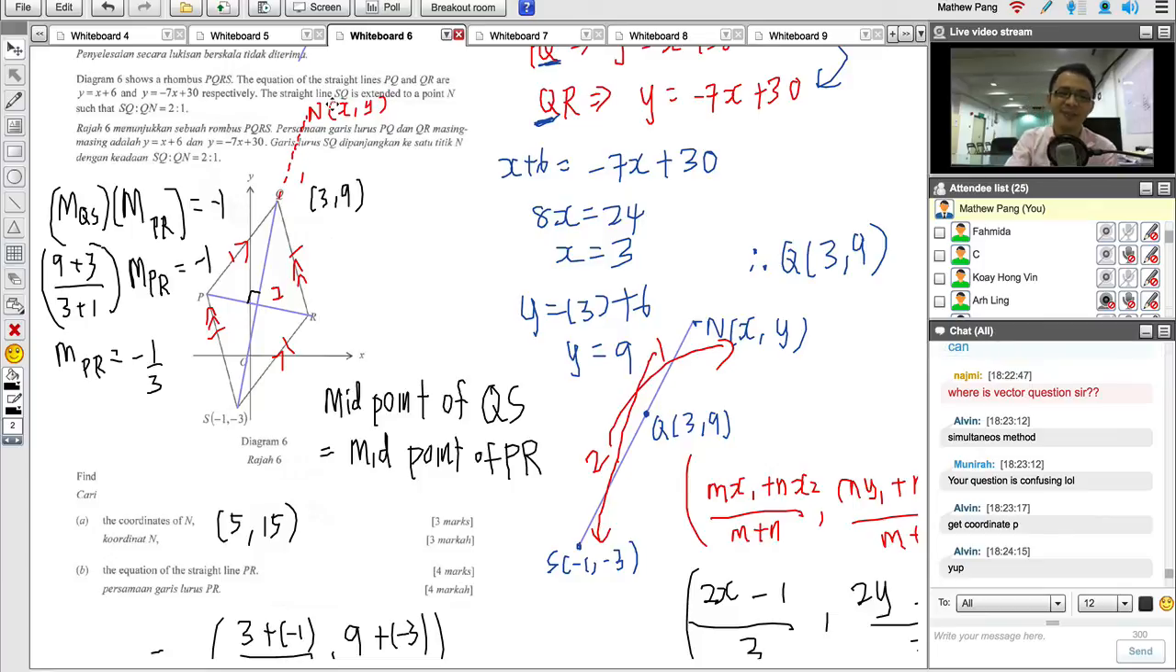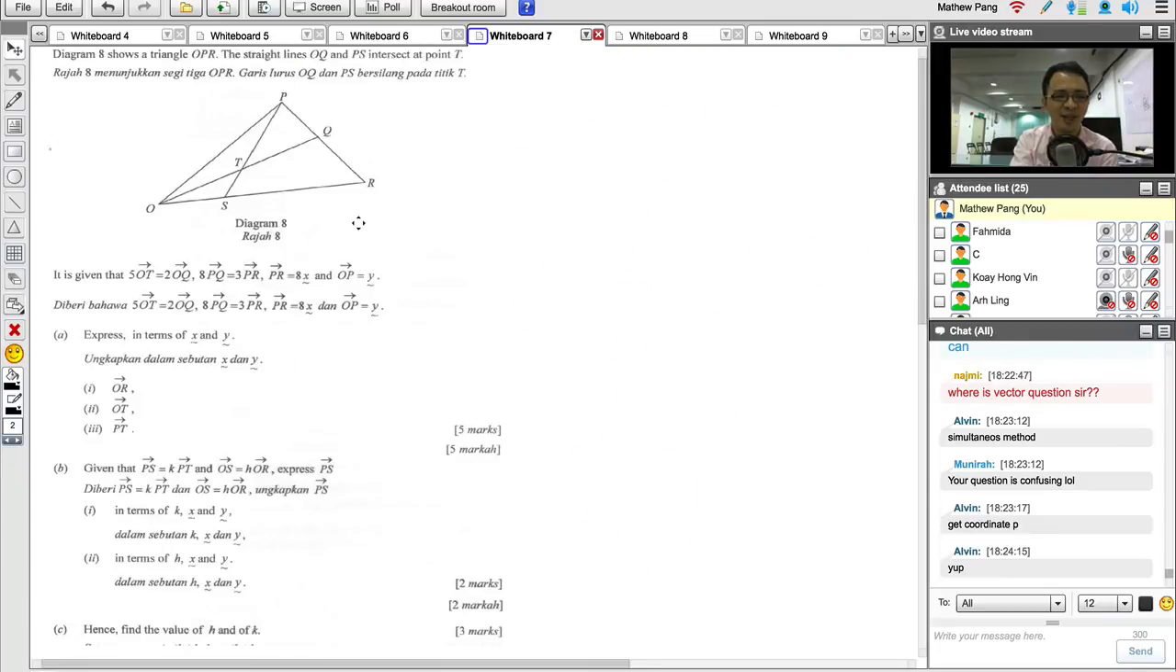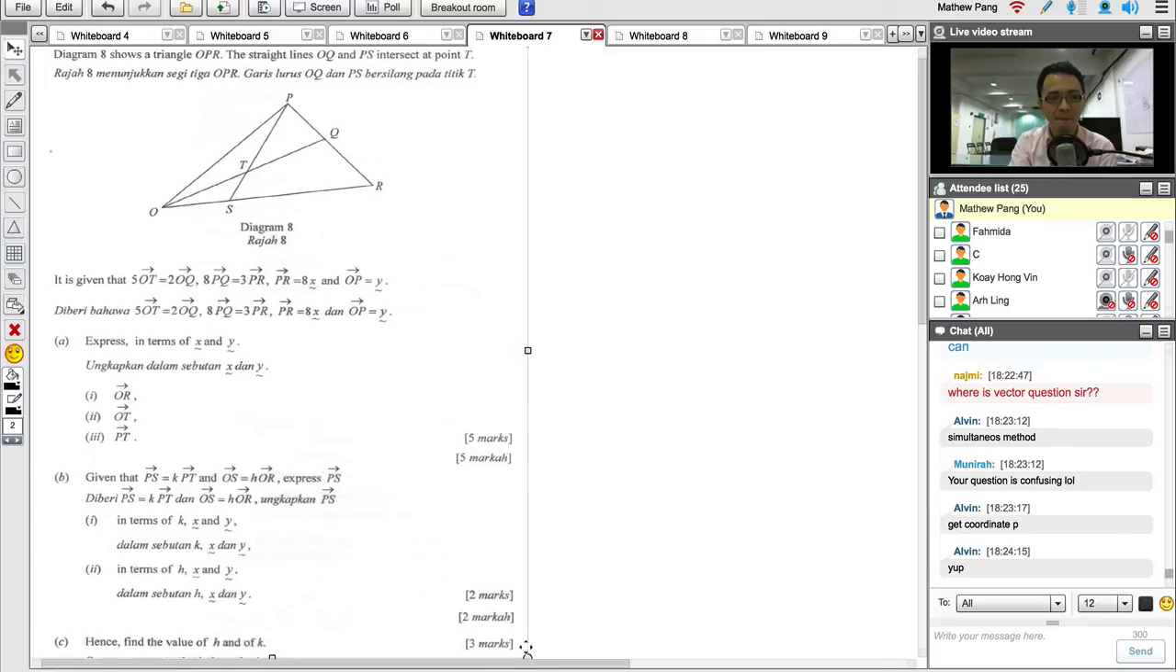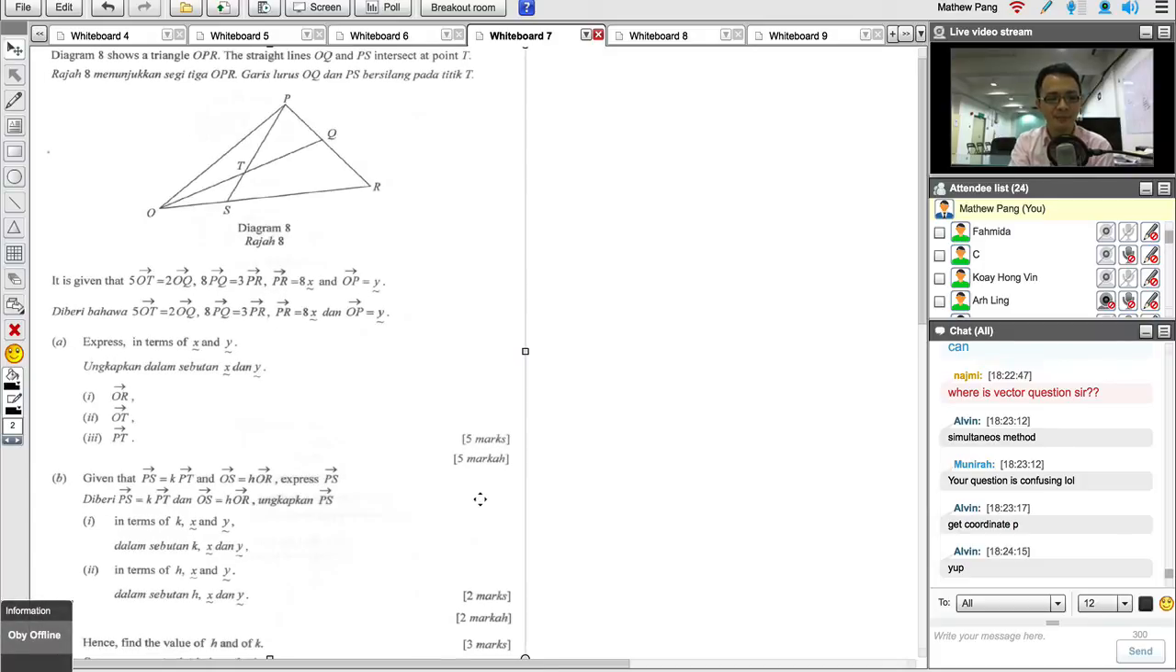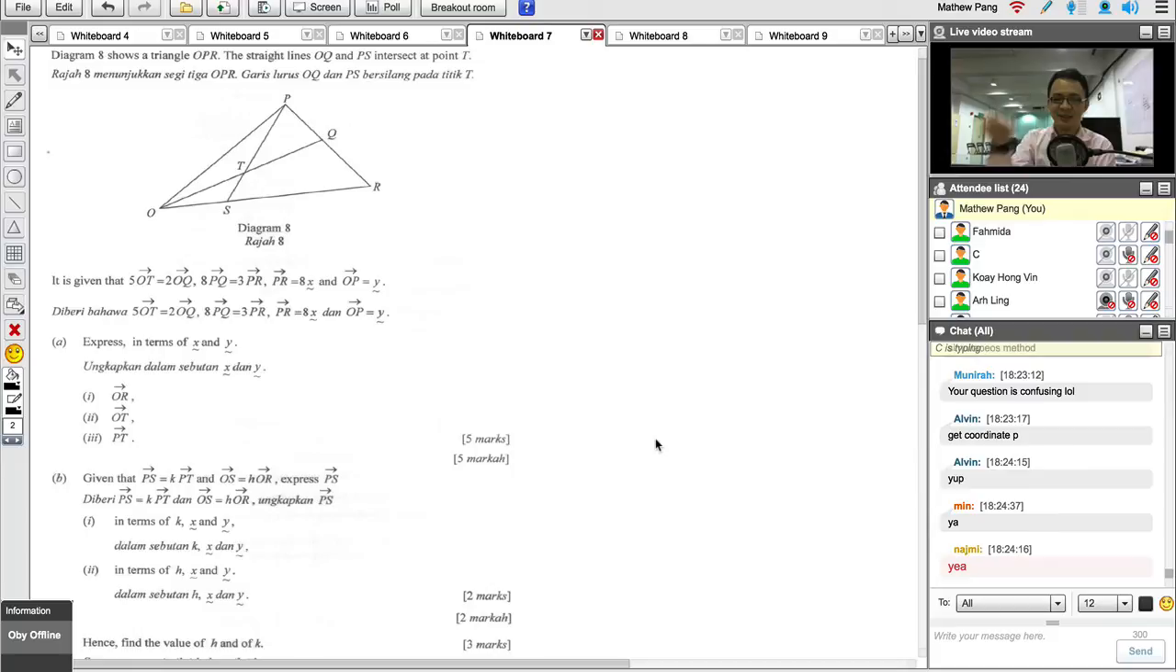Okay, good. Yeah, just now Obi raised a hand. Any problem for Obi? If no, yeah, this is your simultaneous equation. Can you see the question? Yes, good. Try this one.